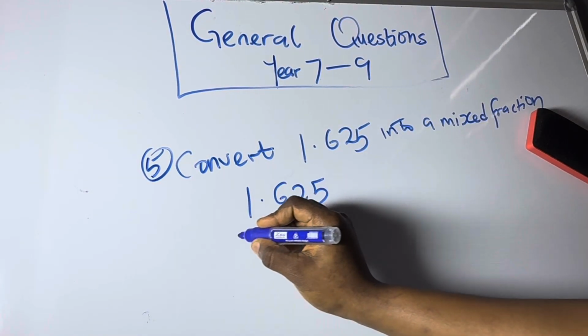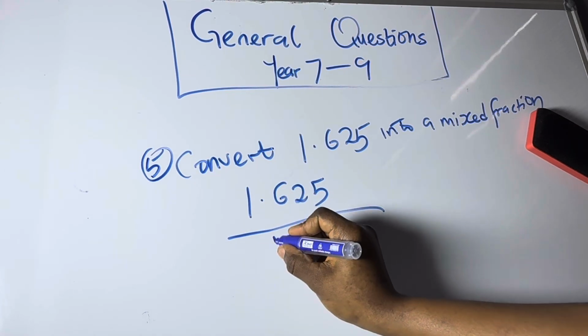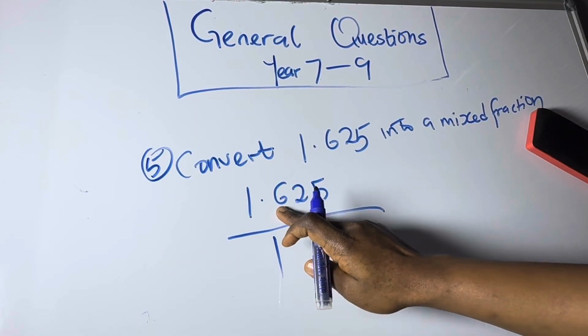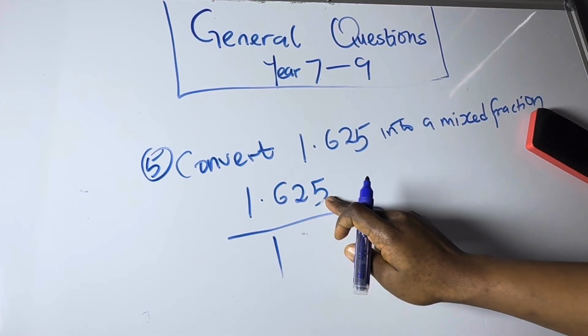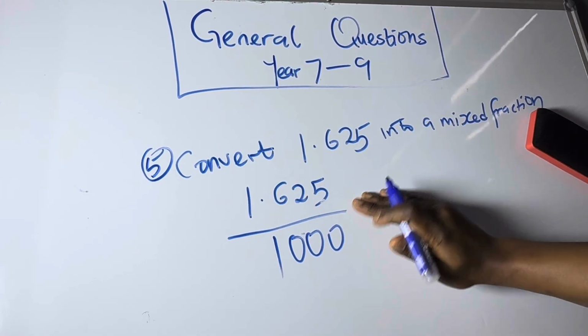1.625 divided by, now this decimal point means 1. How many numbers do we have after the decimal point? We have 1, 2, 3. So that gives us what?